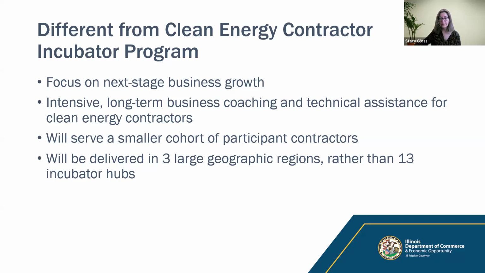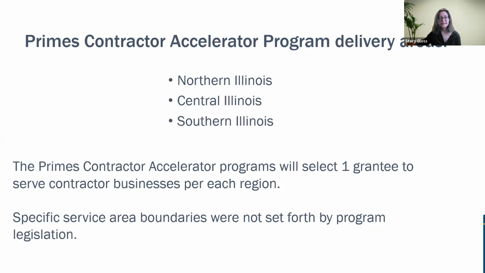Contractors in Illinois may start by receiving services with the Contractor Incubator Program, and they can later apply to participate in the Primes Accelerator Program when they are ready to commit to receiving more intensive business supports. These programs will be delivered in 3 program delivery areas, which include Northern, Central, and Southern Illinois. The program lead selected for each region will support the development and growth of clean energy contractor businesses in their respective program delivery areas.